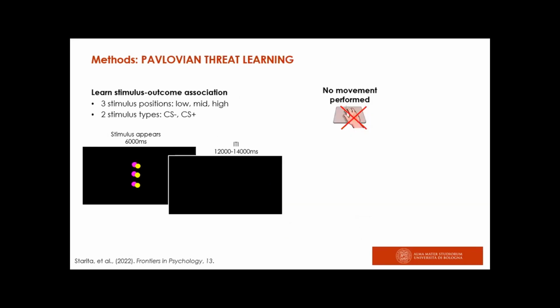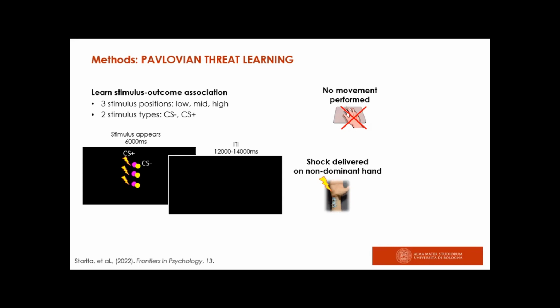After the baseline phase, we had a Pavlovian threat learning phase, in which this time participants do not perform any movement. They just observe what's happening on the screen. Again, on each trial, they see one of the 2 color dots appearing in one of the 3 positions. So they just see a dot. It could be pink or yellow. They don't do anything. But what happens is that one of the 2 colors predicted the arrival of a shock.